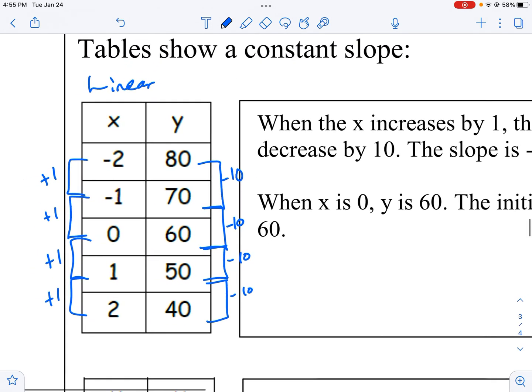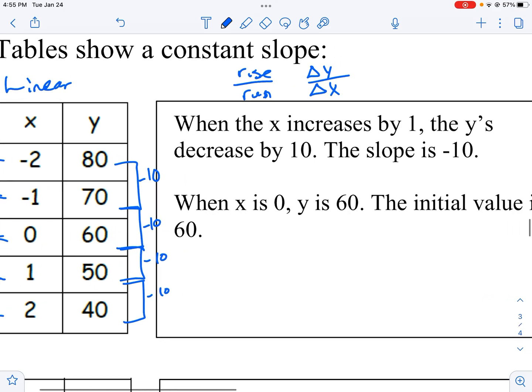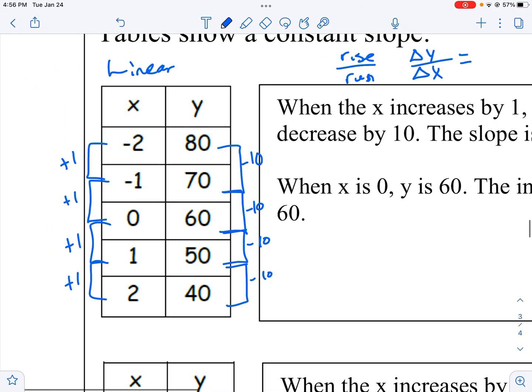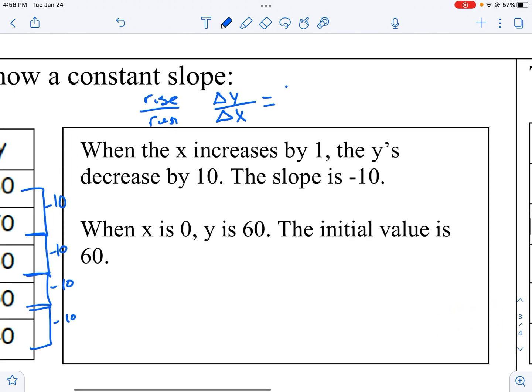It has a constant slope, and remember, to get slope, it is the rise over run, also known as the change in y over the change in x. That triangle just means change in. Looking at this table, the y's are going down by 10, and the x's are going up by 1. If you want, you could put the plus there, but you don't really need it. Which means we got negative 10 over 1, which equals negative 10. So our slope is going to be negative 10.